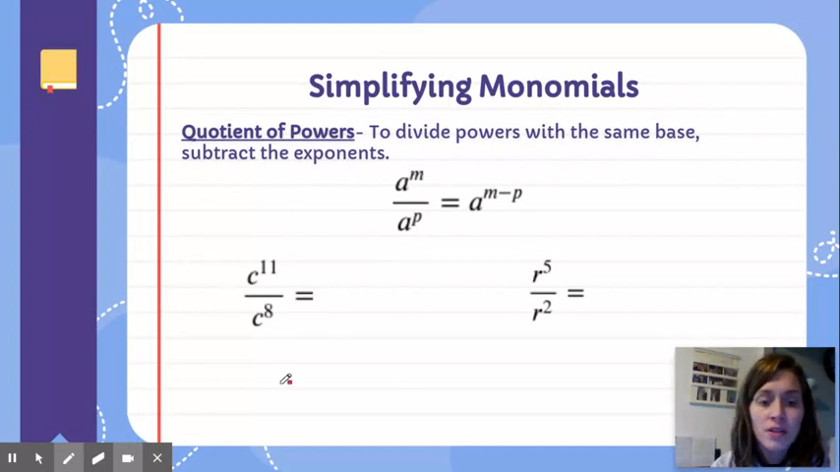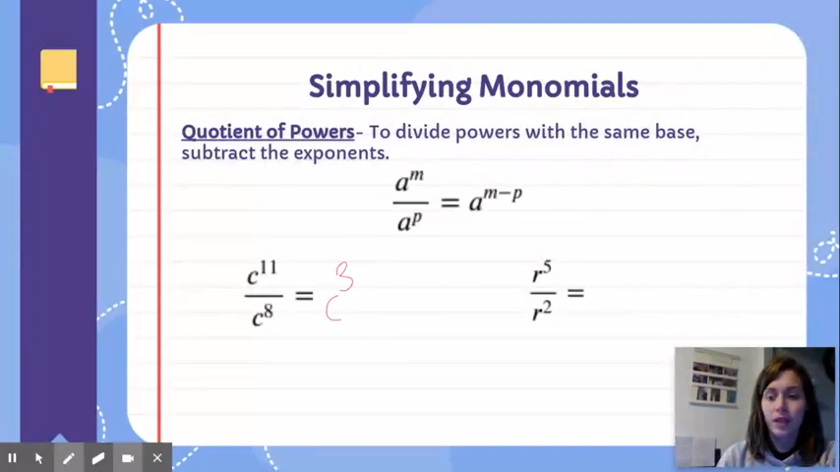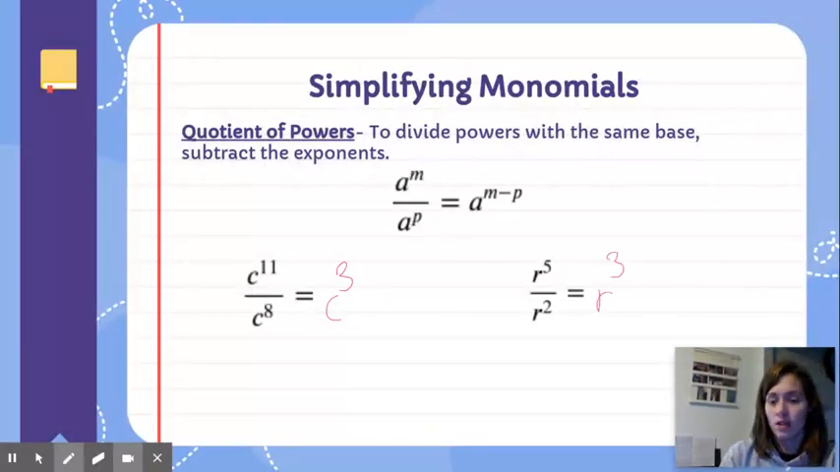So if we try that here in the next example, we have c to the 11th divided by c to the 8th. When we divide, we subtract. So we do 11 minus 8, which gives us 3. So this will just become c to the third. And so we'll do that with r to the 5th divided by r squared. Since we're dividing, we just subtract the exponents, 5 minus 2, and we'll make that r to the third power.